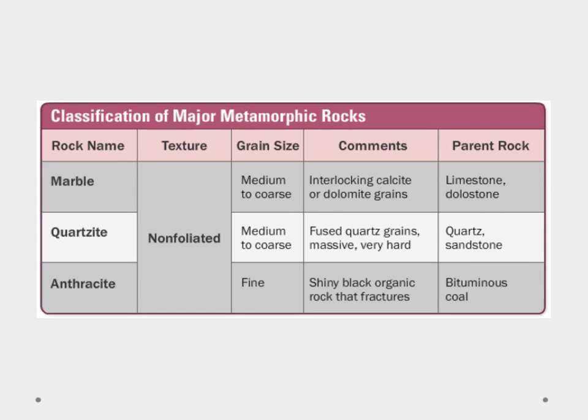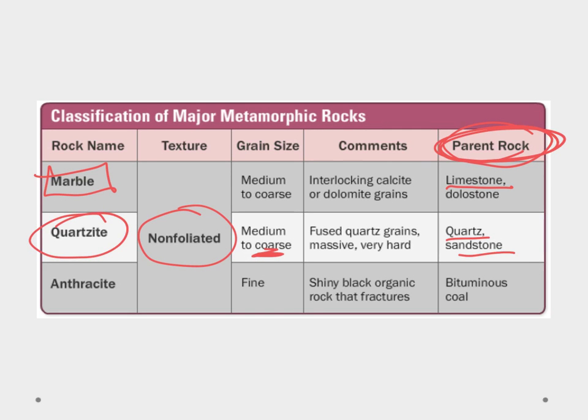Okay, so now let's take a look at non-foliated metamorphic rocks. Non-foliated metamorphic rocks are basically going to get named from what they're coming from. So if we take limestone and we apply heat and pressure, we're going to end up making marble. If you take quartz and some sandstones, notice we're going to expect a little bit larger grains, and what we're going to end up with is quartzite here.